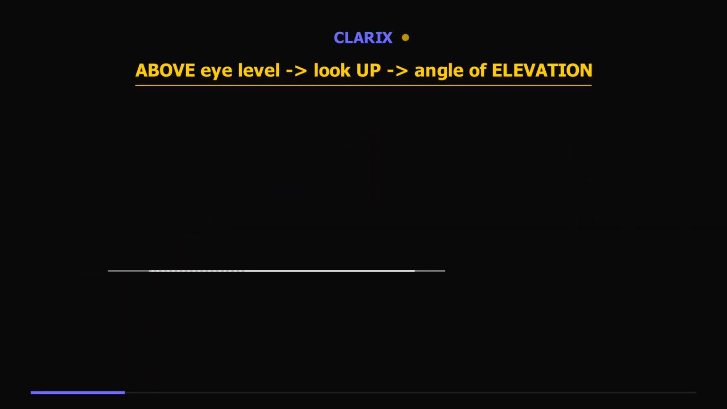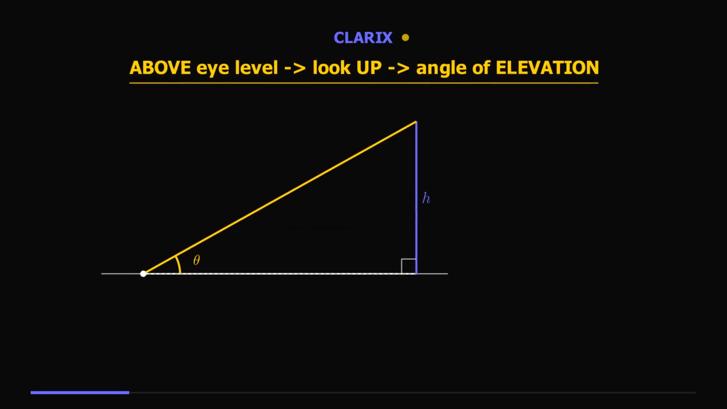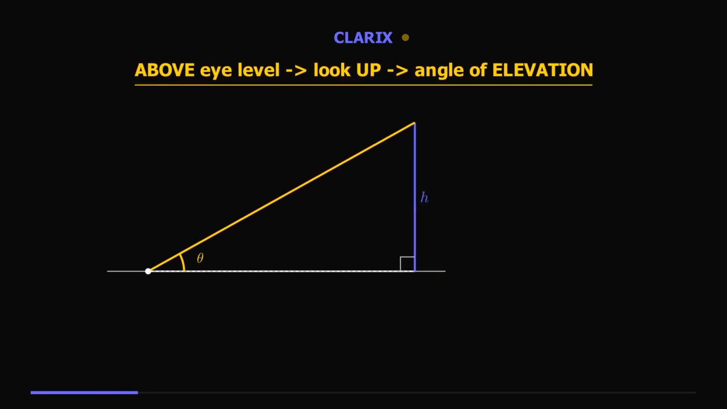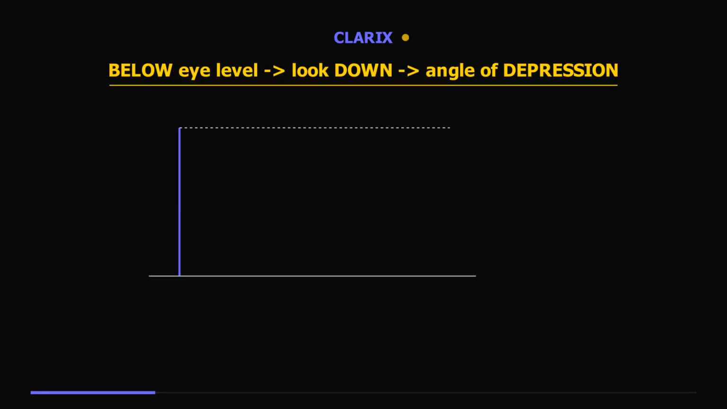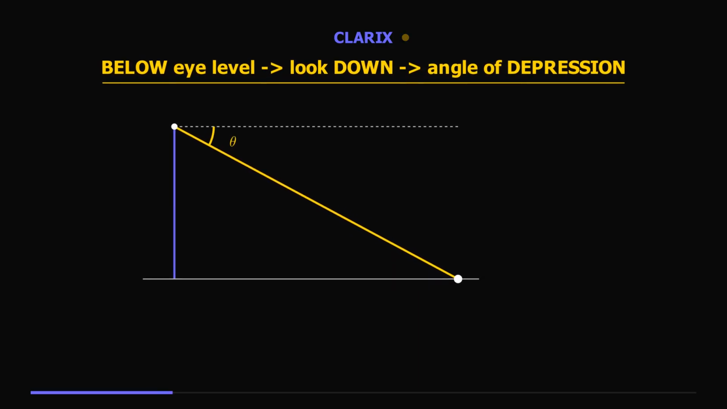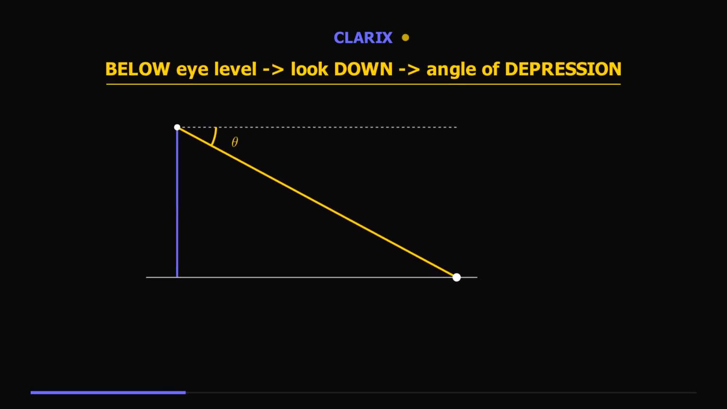2 angles matter. If the object is above your eye level, the top of a tower, say, you raise your head to see it, and the angle your line of sight makes with the horizontal is called the angle of elevation. Above eye level, look up. Elevation. If instead the object is below your eye level, a boat seen from a cliff, you lower your head, and the angle your line of sight makes with the horizontal is the angle of depression. Below eye level, look down, depression, and notice the word in both. The angle is always measured from the horizontal, never from the vertical.